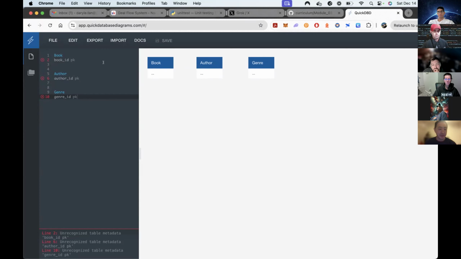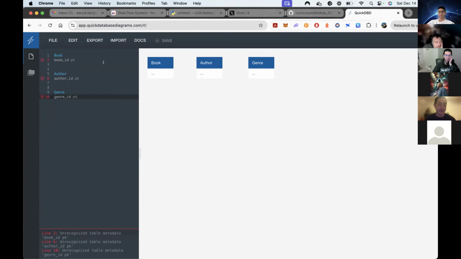Can you also have multiple authors writing the same book? Yes. So what would that relationship be, if we had to characterize it using our many and one system? Many to many. Perfect. So what do we need to do in SQL in order to encode a many to many relationship? Create a junction table. Yes.